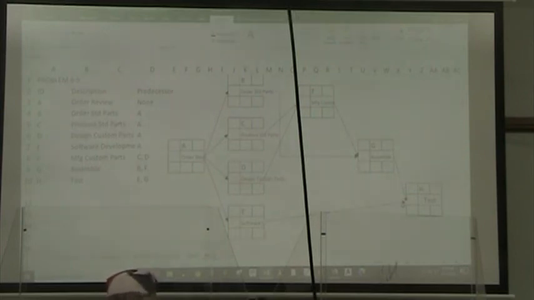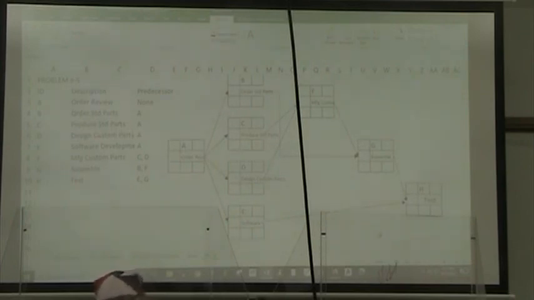Everything has a predecessor except A, which is the first activity, and everything has a successor except H, which is testing the system that we've built. And there you go. We have made a network node diagram.